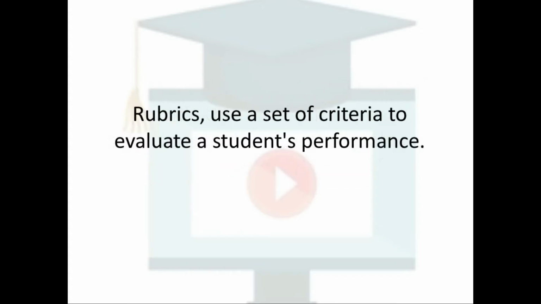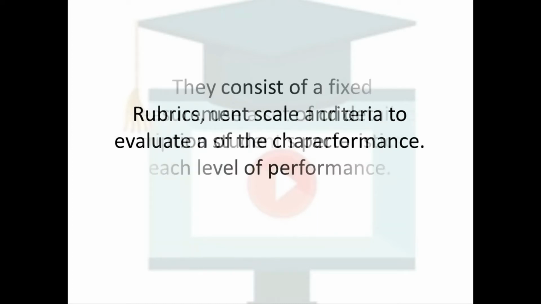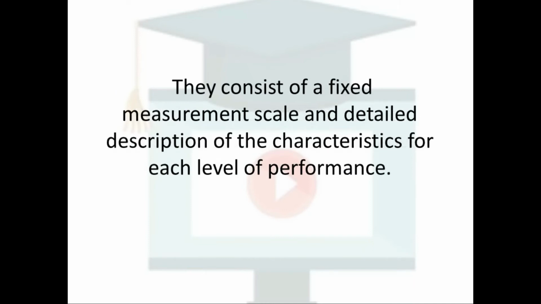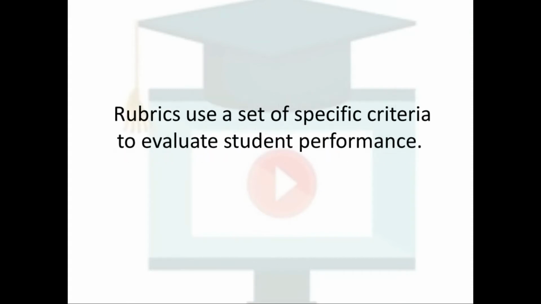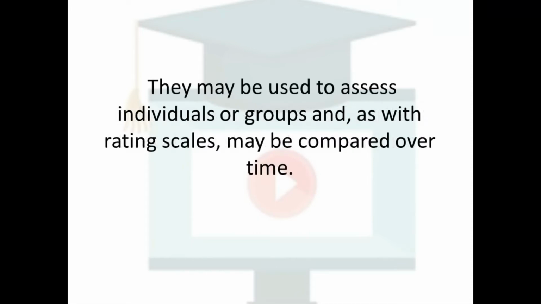Rubrics use a set of criteria to evaluate a student's performance. They consist of a fixed measurement scale and detailed description of the characteristics for each level of performance. These descriptions focus on the quality of the product or performance and not the quantity. Rubrics use a set of specific criteria to evaluate student performance. They may be used to assess individuals or groups and, as with rating scales, may be compared over time.